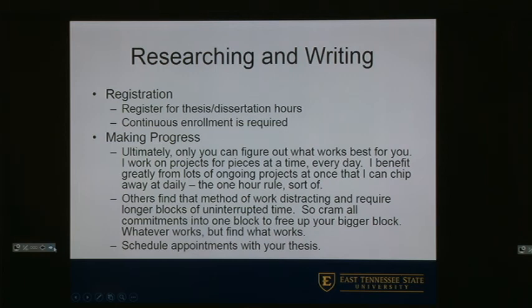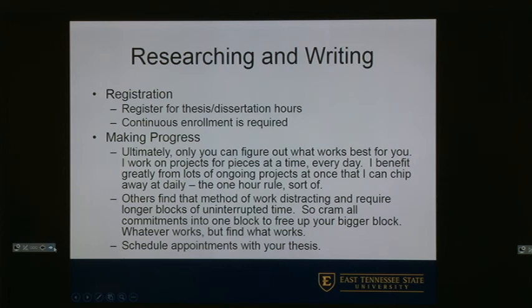Also, if I have many students working on different projects, then we're working together. I can't spend all of one time for one student and ignore everybody else for weeks on end. Others find that method of work distracting. They need larger blocks of time. They're dedicated to a single task. So do that. Cram all your commitments into a block to free up a bigger block. Schedule appointments with yourself to work on your thesis or dissertation.